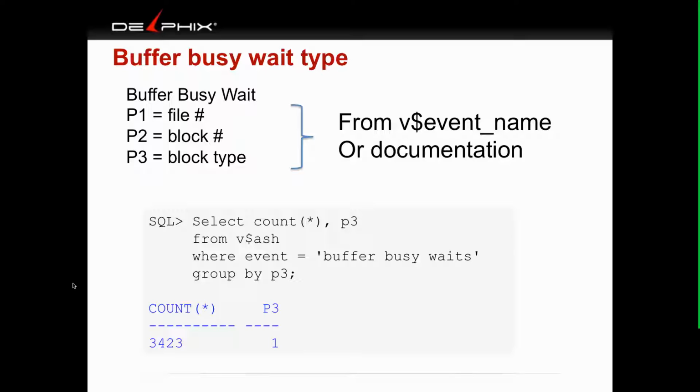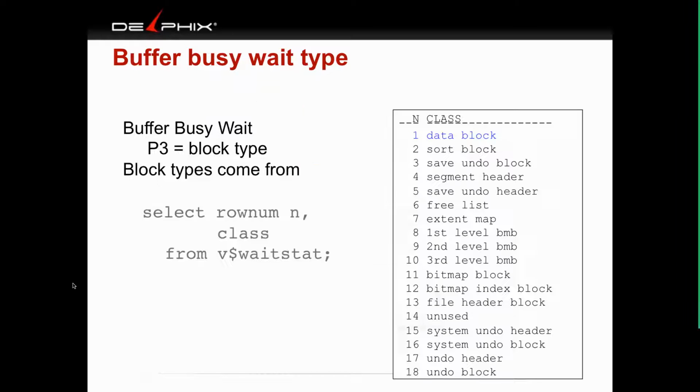So for buffer busy wait, P1 is a file that we're waiting on, P2 is a block, and P3 is a type of block. So I've got this new table that I've created called $ash that I've sampled into. And I want to say, well, what kind of block types are we waiting on? So I go select P3 from $ash, where I'm waiting for buffer busy waits. And I see that every single one of these buffer busy waits is waiting for a block type 1, P3 equals 1.